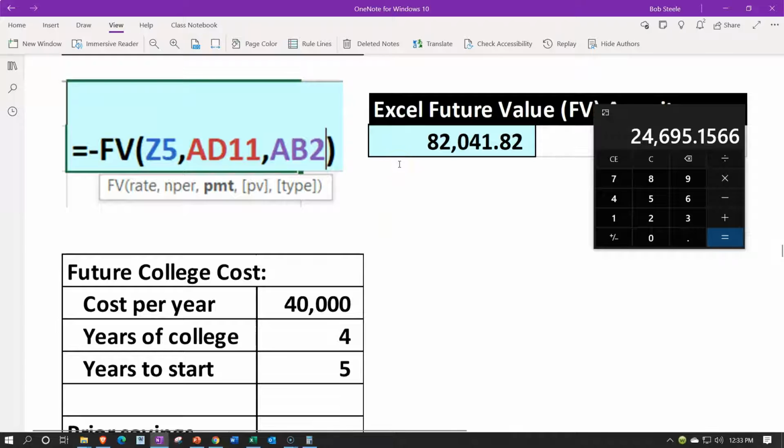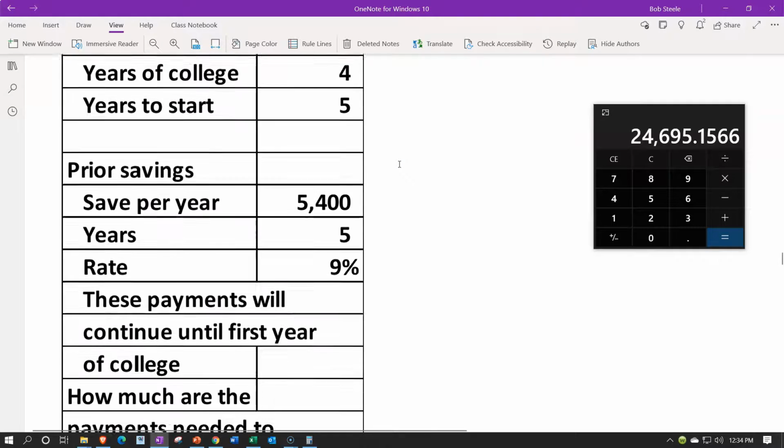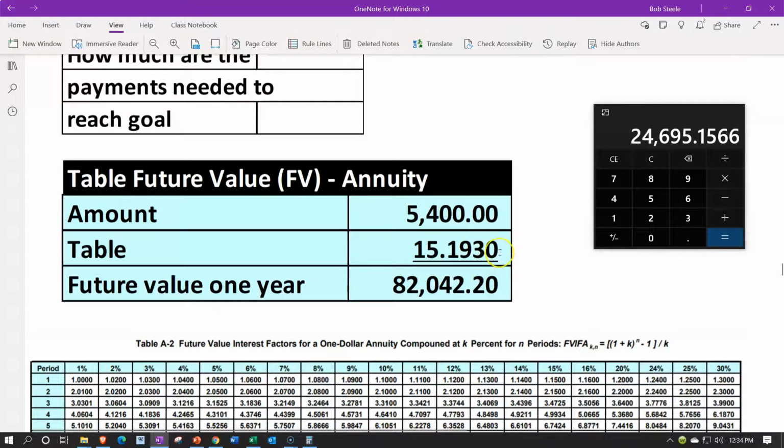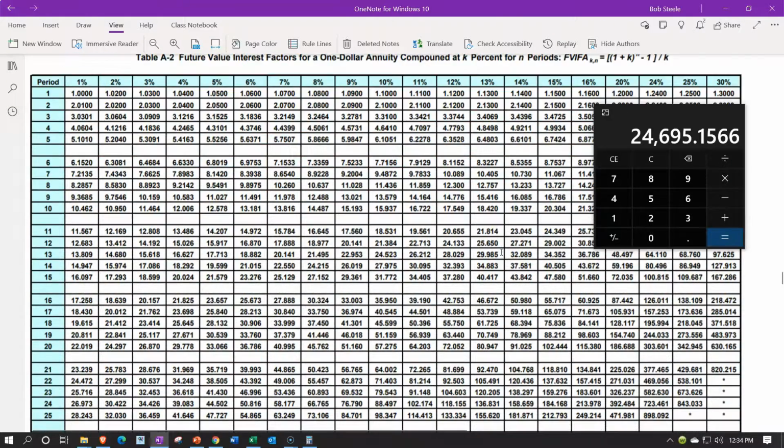close to, not exact as, the 82,041.87 we got before. Why? Rounding, tables rounded to 3 to 4 digits, it looks like, down here. Okay, final part. We get to do the final part now.